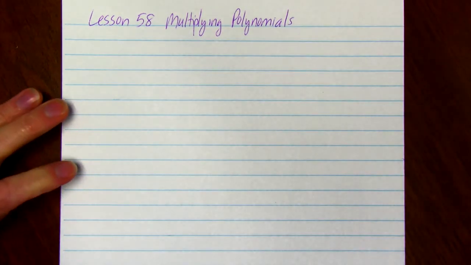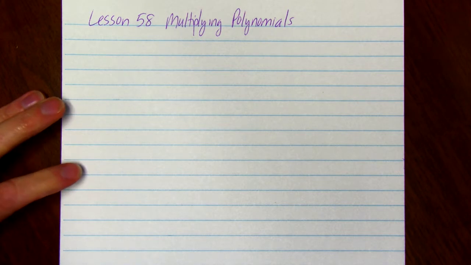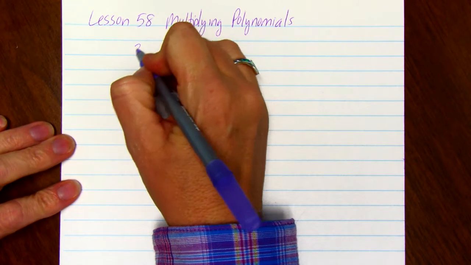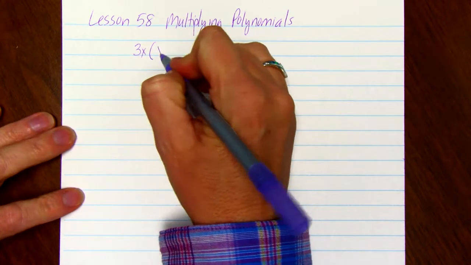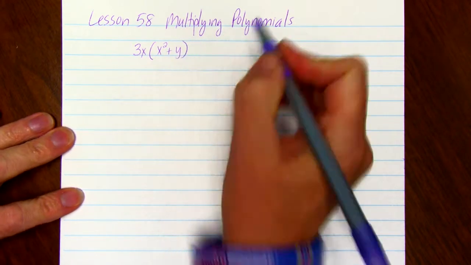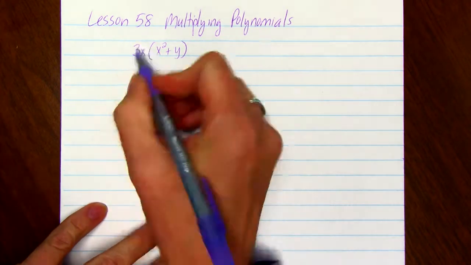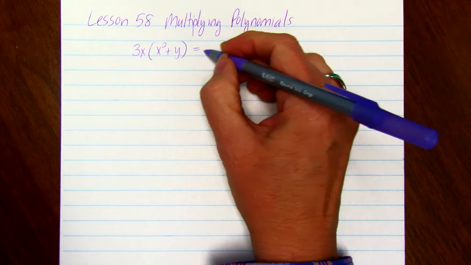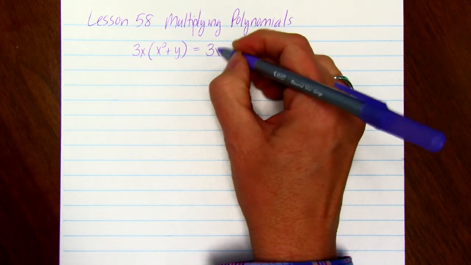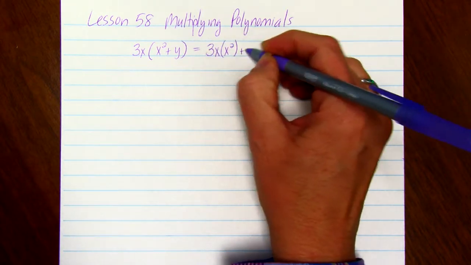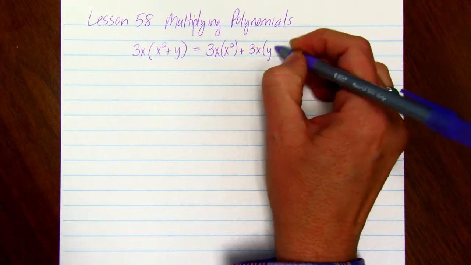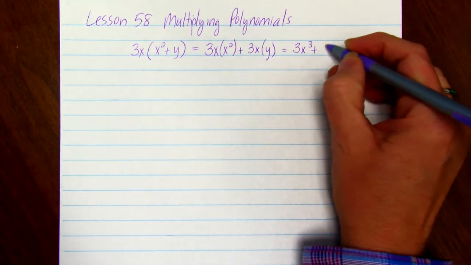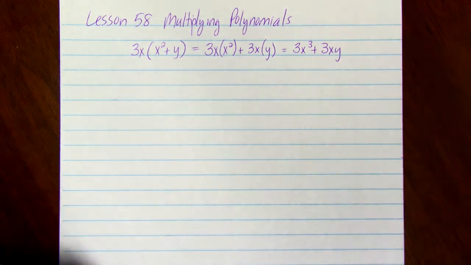So when we multiply polynomials, let's use an example of one that has a monomial, so 3x times a binomial, x squared plus y. We use the distributive property. We want to make sure 3x gets multiplied by each term on the inside of the parentheses. So we have 3x times x squared plus 3x times y. Then we simplify. So we have 3x cubed plus 3xy.